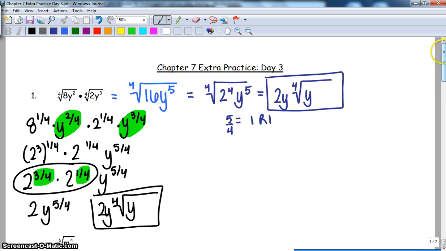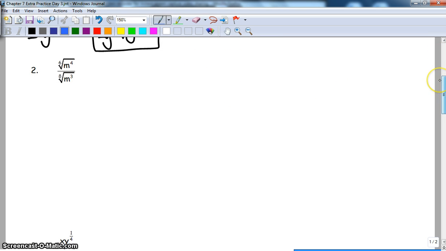Let's try another one. Alright, these guys, if it looks confusing, try changing the form. This should be m to the 4/6 over m to the 3/8. 4/6 we can reduce. And now you just are dealing with normal laws of exponents. Okay, they have the same base, you're dividing, so let's subtract.